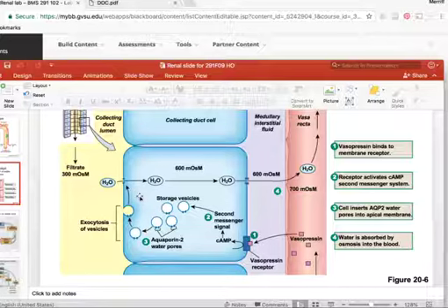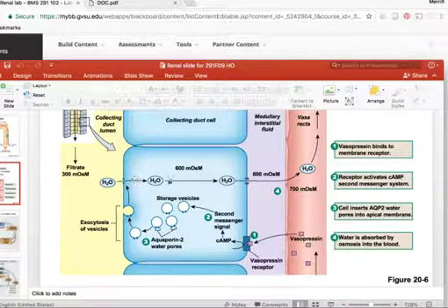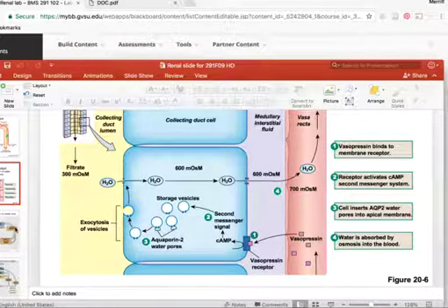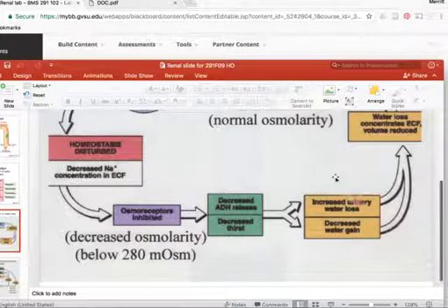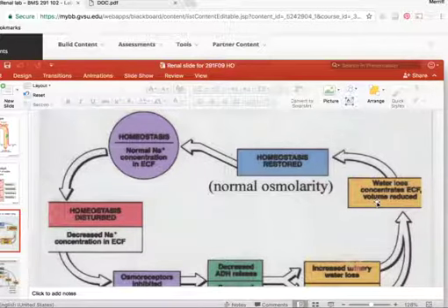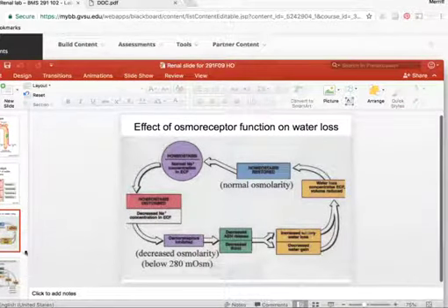However, when you have a drop in ADH, you lose these water pores that are present here on the lumen side. Fewer water pores mean less water gets absorbed back into the blood from the nephron. So that's kind of the gist of it. So what's happening is that you're losing more water. It's staying in the lumen of the nephron, going straight out and getting peed off, basically, until you finally restore your homeostasis. So that's how the response to osmolarity works.